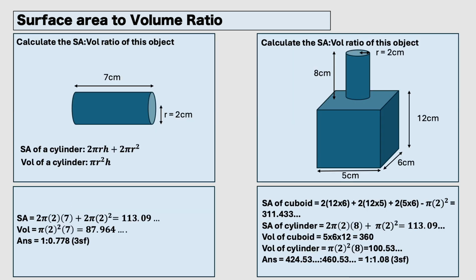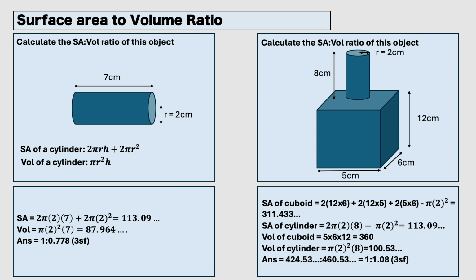Okay, so for this first question, we first need to find the surface area of the cylinder using the formula, and then we're going to find the volume. And if we make those a ratio, so it would be 113 to 87, we can then divide both sides by 113 to get a ratio which is 1 to whatever. So in this case, 1 to 0.778 to 3 significant figures, which would be our final answer.